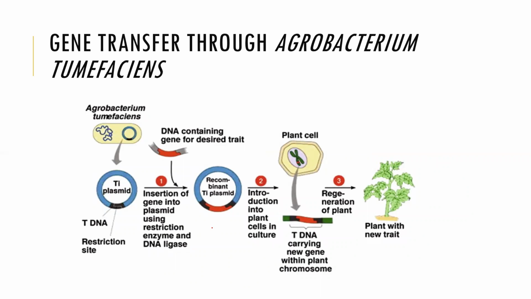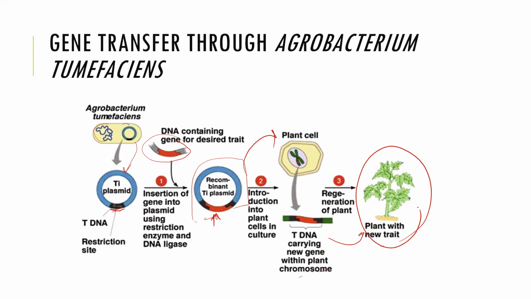Let's look at the picture. We have the Agrobacterium tumefaciens, the chromosomal DNA, and this is the plasmid. This plasmid is referred to as a TI plasmid. And the black portion right here is the tDNA. Then we incorporate the gene of interest or a foreign DNA into the tDNA region. Then we introduce this plasmid into the plant cell, with the tDNA carrying the new gene within the plant chromosome. The plant, when it grows, has a new trait inside it. So that is about gene transfer through Agrobacterium tumefaciens.